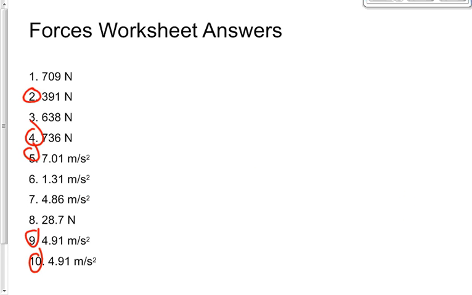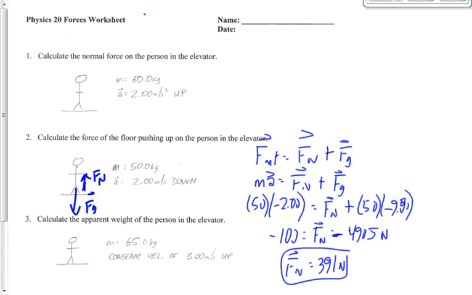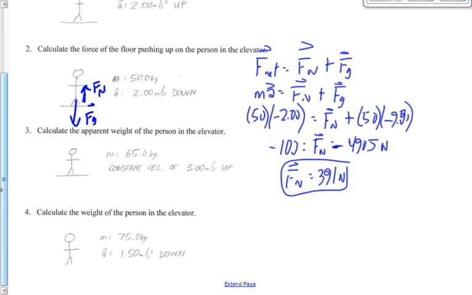Next question we did was number 4. The weight of the person in the elevator. This is a simple question. Sometimes we overlook this simple. Right? We say, well, it can't be that easy. The weight, the apparent weight in question number 3, is the normal force. Whenever you're looking for how heavy you feel, it's the normal force.